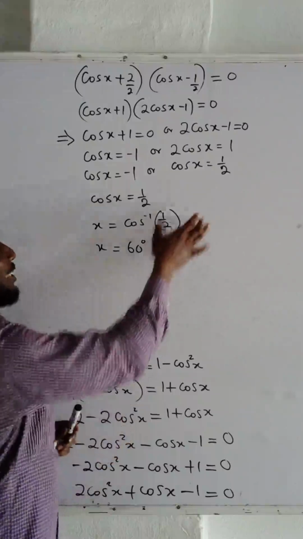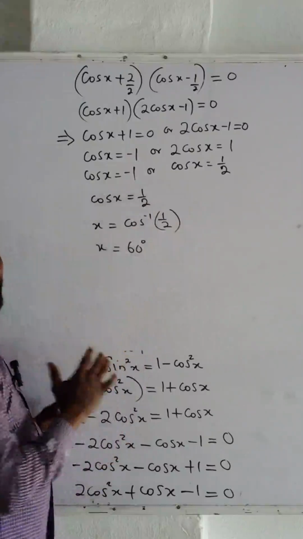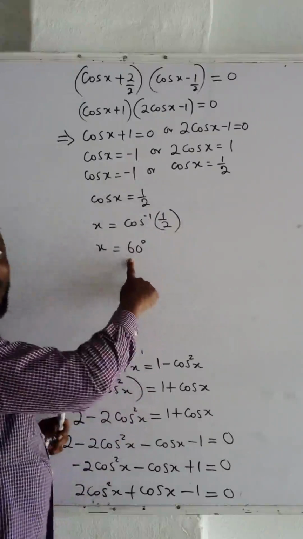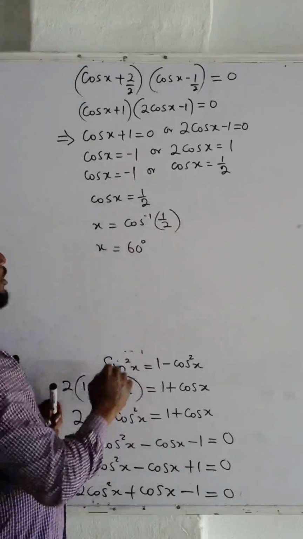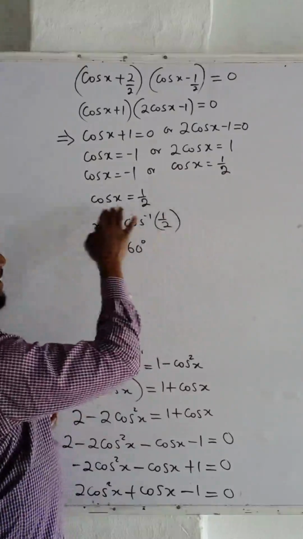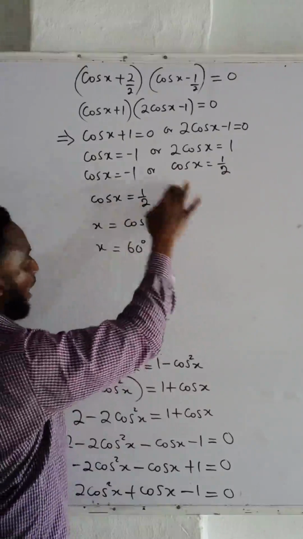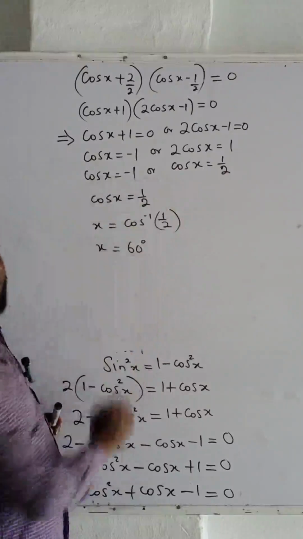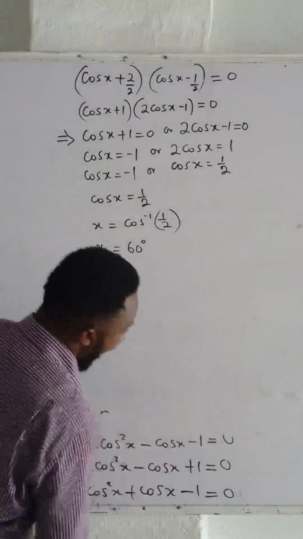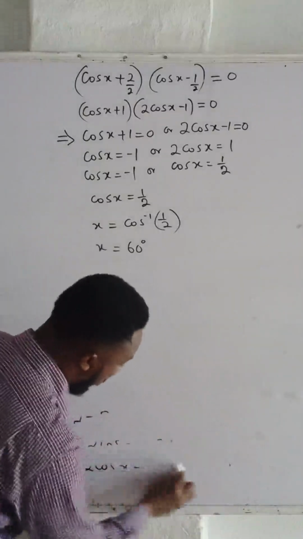The reason why it is easy for me without a calculator, because it's an Olympiad problem, is that 60 is a special angle. So even without writing this expression, I can easily say that cosine of angle 60 is half. Therefore, x is equal to 60. Then to get the other solutions, I have to consult the 4 quadrants.